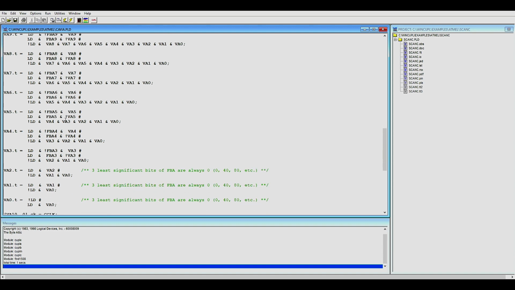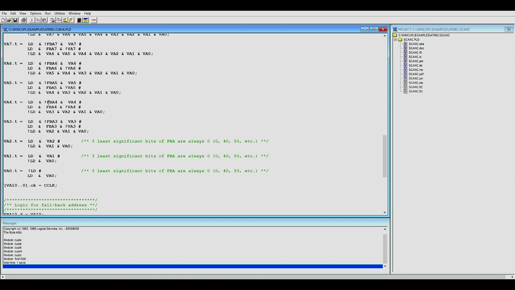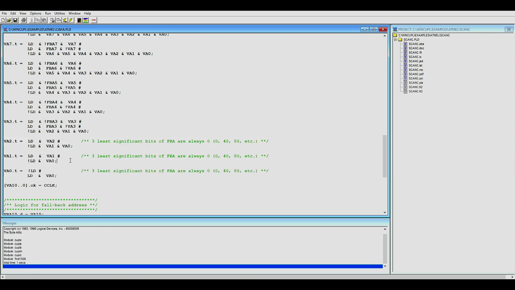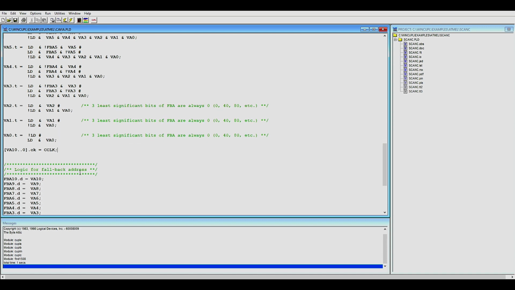So it looks complicated, but it's in essence just what I told you. The terms get simpler as we get to the least significant bits, and these three equations here are slightly simpler yet. And the reason is, like I mentioned to you before, the fallback address is always a multiple of 40. It's 0, 40, 80, 120, and so forth. So the three least significant bits are always 0. And knowing that, we can just simplify this equation by hand, because we know that FBA2 is 0. So we don't need to put it in here. We just optimize this for the case that it's 0. And the same for VA1 and VA0. And the clock is the Cavia clock.